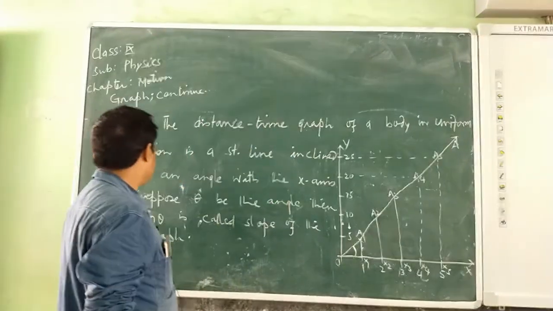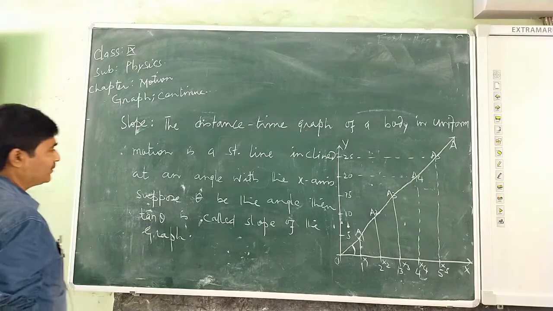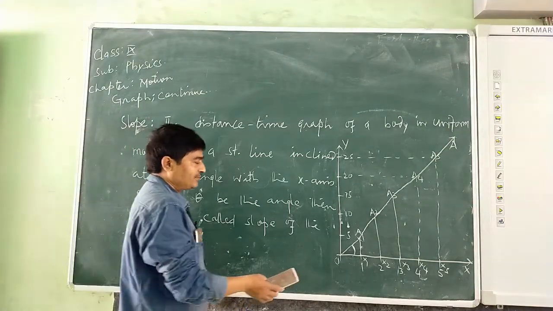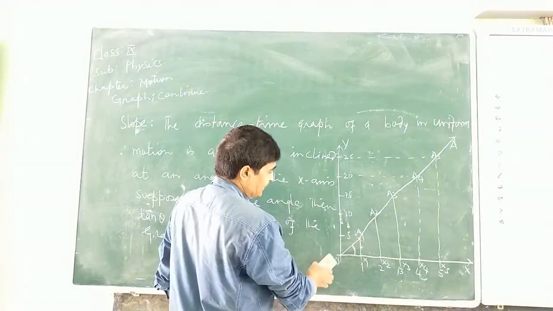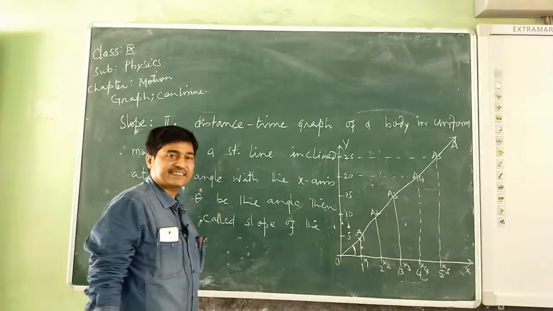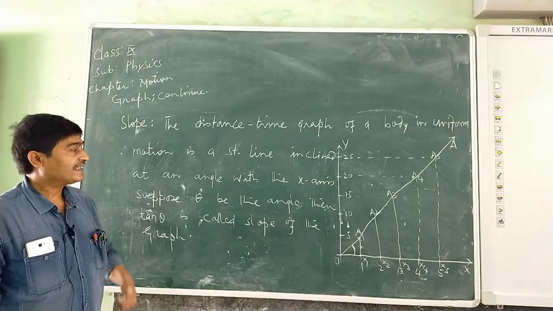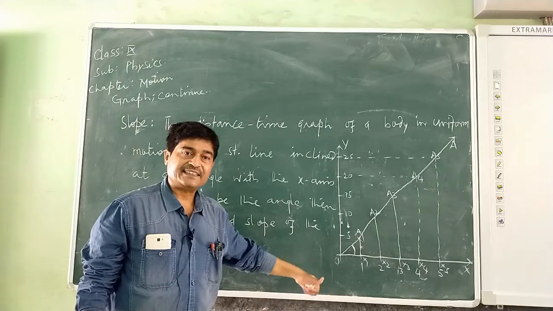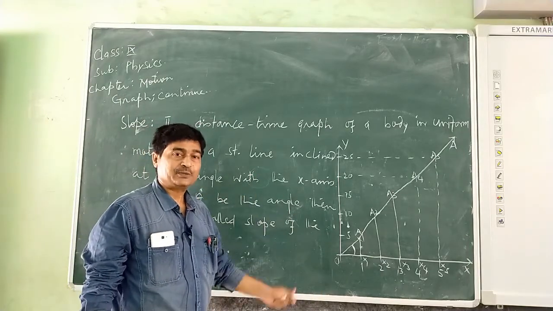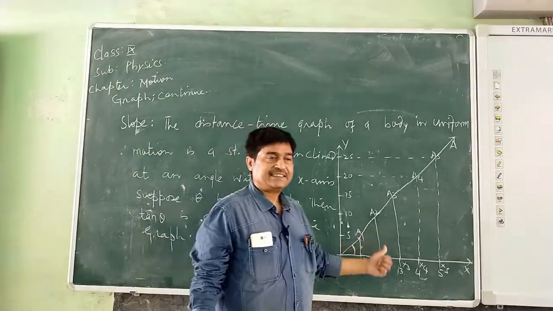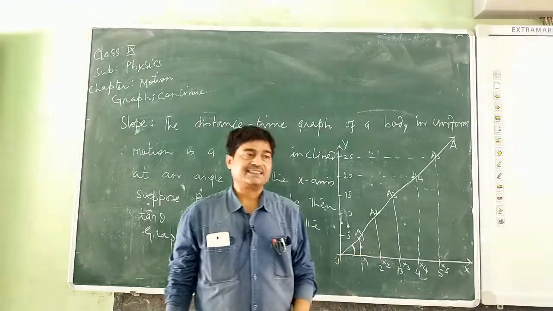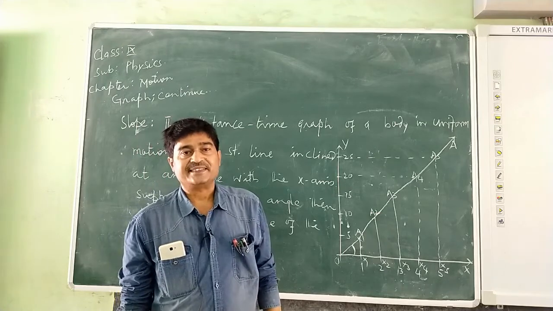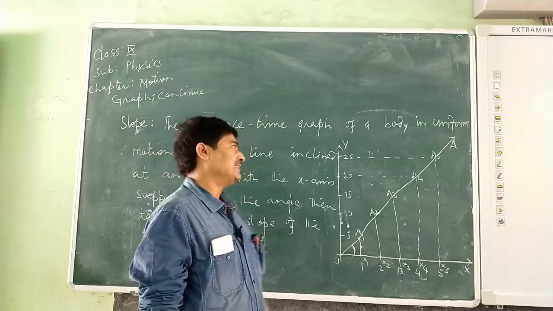So you know this: the slope is defined as tan theta, which is equal to the ratio between y-axis and corresponding x-axis at any instant or at a given instant. A slope may be defined as the ratio between y-axis and corresponding x-axis at any instant or at a given instant.